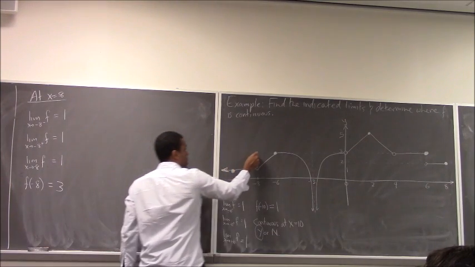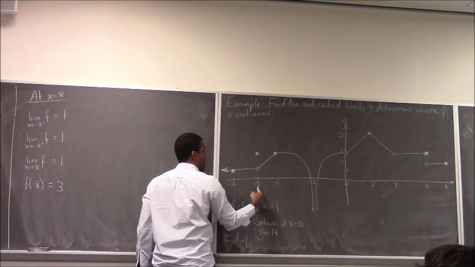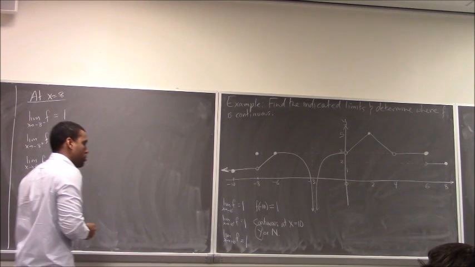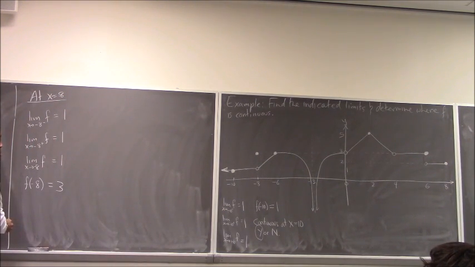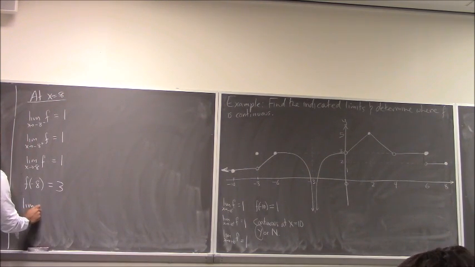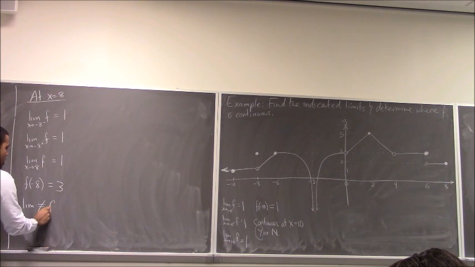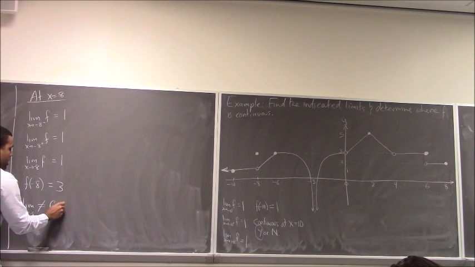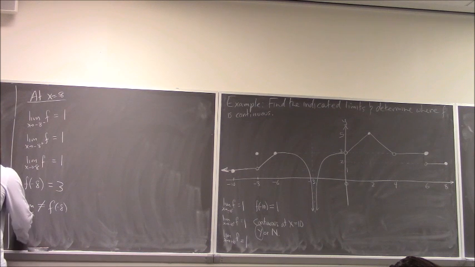So that's what this is here. When my x is minus 8, it fills in the point with y value 3. So here the limit is not equal to f of minus 8. The limit as x approaches minus 8 is not equal to f of minus 8, even though it's defined. So it's not continuous.